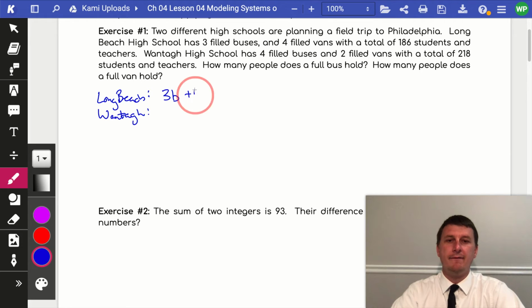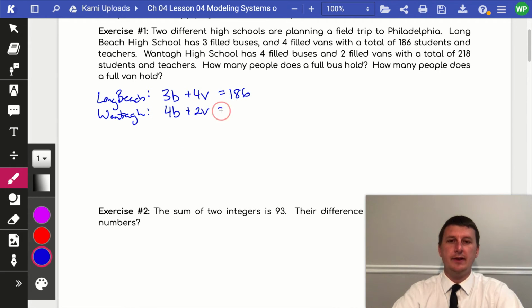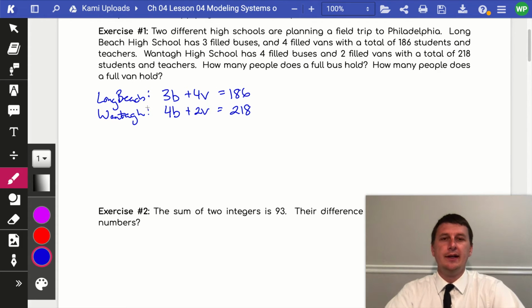Plus, we have 4 filled vans in Long Beach High School, and we know that there's a total of 186 students and teachers. Using the same logic, we have 4 filled buses for Wantagh and 2 filled vans, and there's a total of 218 students and teachers there. So now what we have just created is our very first system of equations from a word problem.